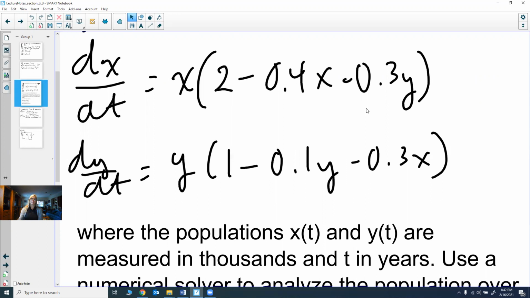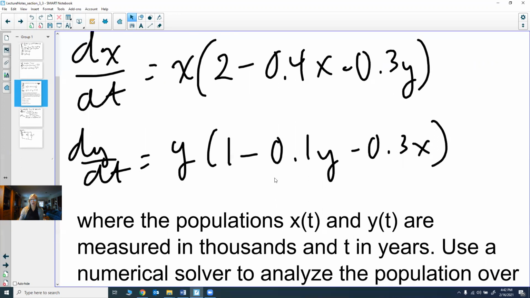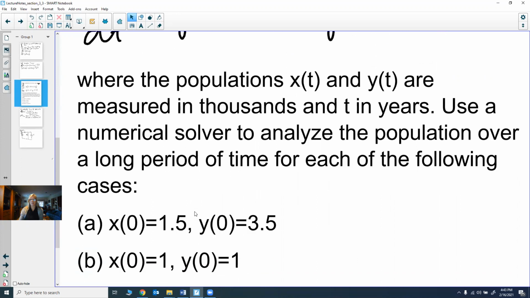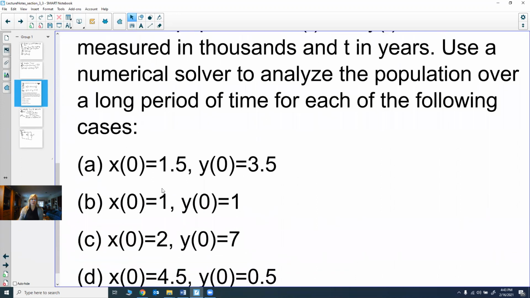Usually we come up with these equations by collecting some kind of data to see what's happening to x and y over time, to these two different populations. Then we can come up with these two equations. T is in years, and we're going to use a numerical solver to analyze what happens to this population over a long period of time for each of the following cases. So we're going to look at 4 different cases.